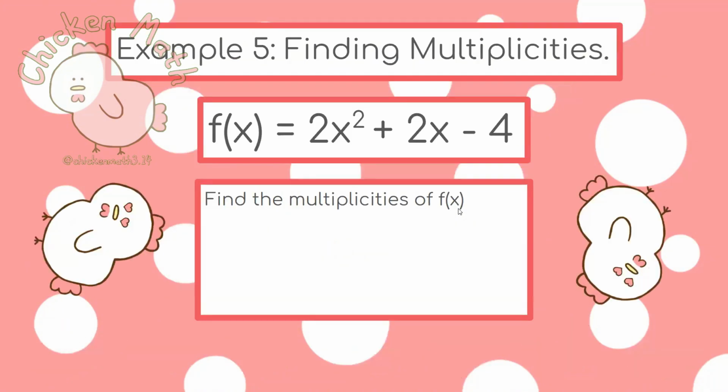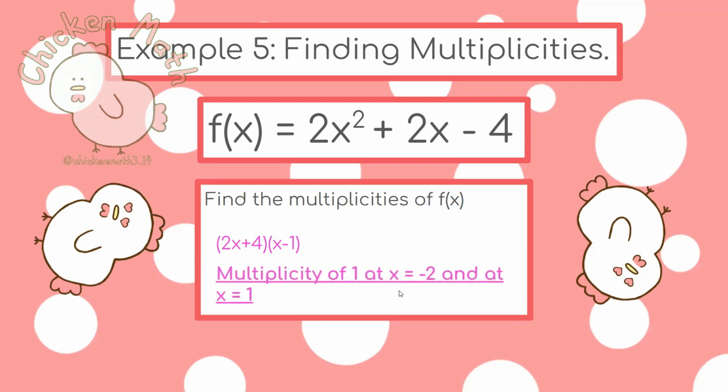All right, we're going to be finding multiplicities of our function. So to find the multiplicity, we want to factor this function into binomials: 2x squared plus 2x minus 4. So once you factor it all out, this is what you're given. This zero would be x equals 1, and this zero would be x equals -2. And since they're both raised to the first power, that means these zeros appear once, which means they have multiplicity of 1.